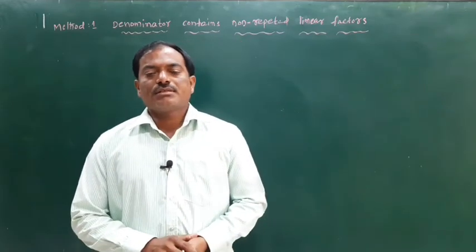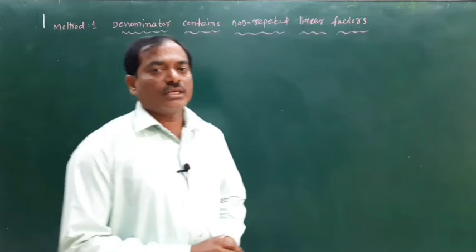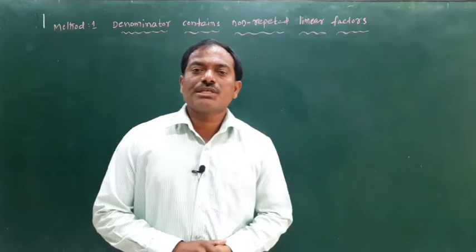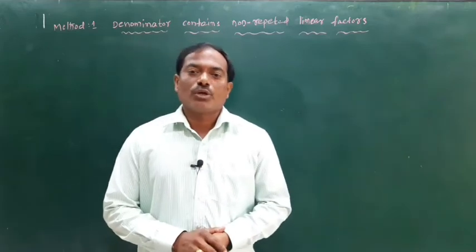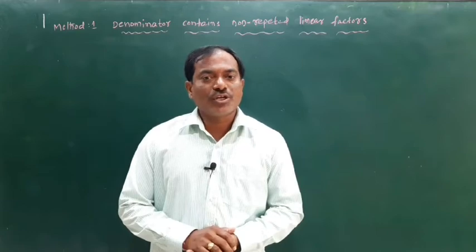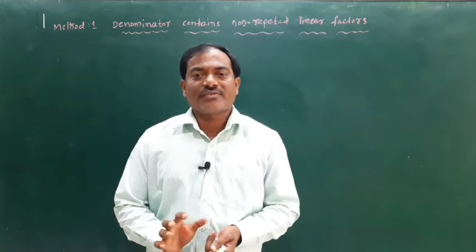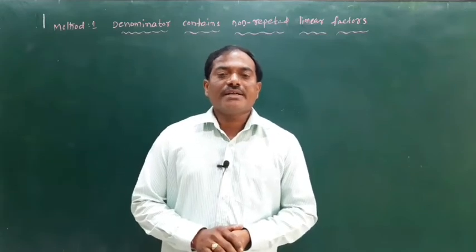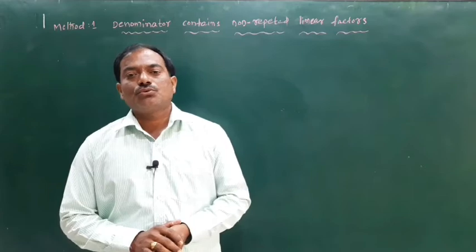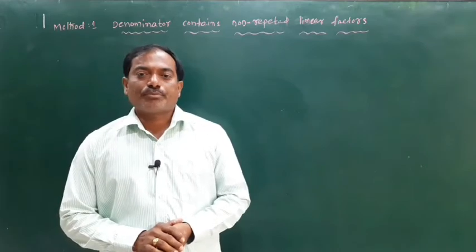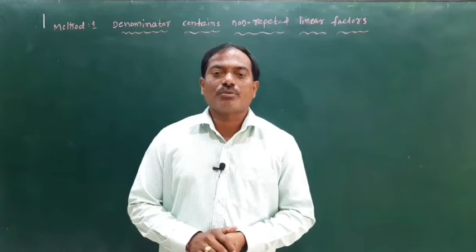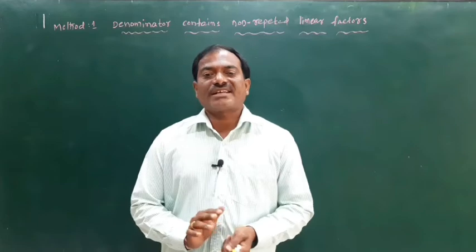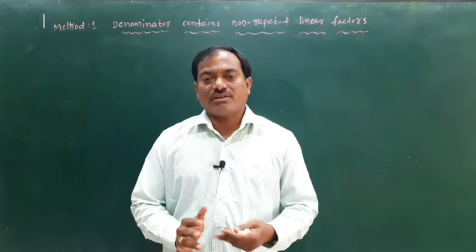Today, we have to discuss how to resolve the given rational fraction into partial fractions. Last class, we saw the definition of polynomial, the degree of the polynomial, what a rational fraction is, and the types of rational fractions. We divide the rational fraction into two types: the first one is proper fraction, the second one is improper fraction. First, we resolve the proper fractions into partial fractions.